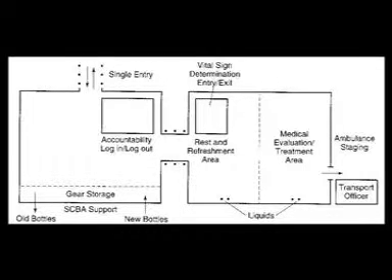This chart is a schematic of a floor plan of a rehab center. You'll see an easy single entrance that comes in, a place to hang the gear, SCBA support there, a medical treatment area, and an ambulance staging area. This is a perfect one to be set up for a rehab area.